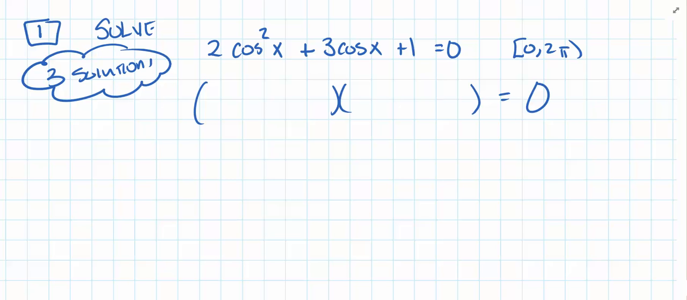How could I factor 2 cosine squared x? 2 cosine x times cosine x. That would give me a 2 cosine squared x, right? Then it has to be +1. Very good. The last term is a 1. The only way to factor a 1 is a 1 and a 1. And everything's positive, so positive and positive.